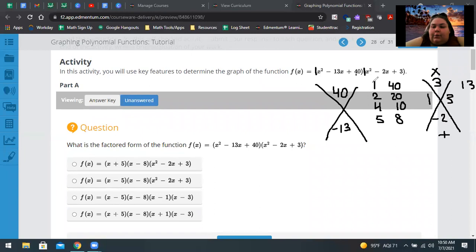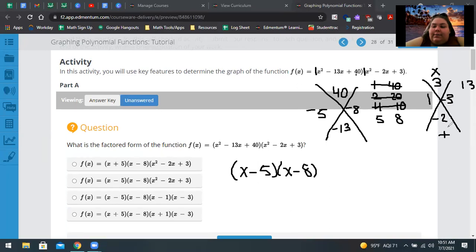For this one right here, 1 and 40, nowhere to get me to 13 if I add or subtract. Neither does 2 and 20. 4 and 10 will either give me 14 or 6. 5 and 8, perfect. Do you see how in order to get negative 13, you need both to be negative? So from the first parentheses, we do have x minus 5, x minus 8.